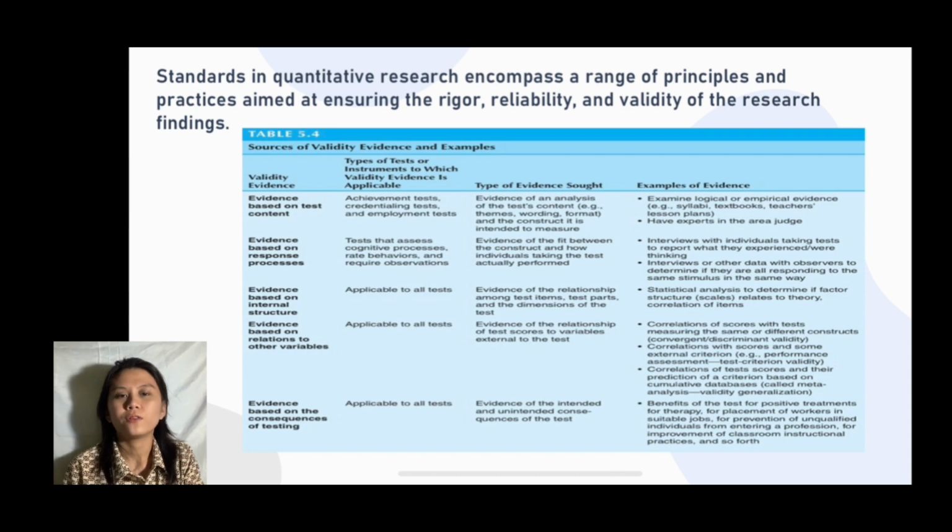Evidence based on consequences of testing. This evidence evaluates both intended and unintended outcomes resulting from using an instrument. Researchers assess the benefits or liabilities that arise from using the instrument, such as improved classroom instruction or student attendance. This form of evidence provides insight into the broader impact of testing beyond its intended purpose.